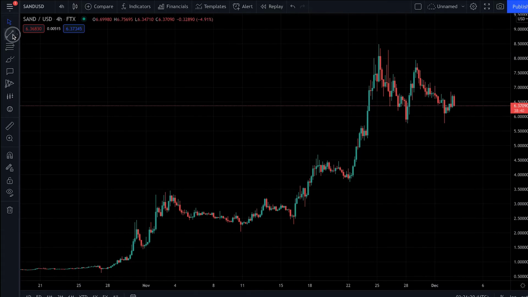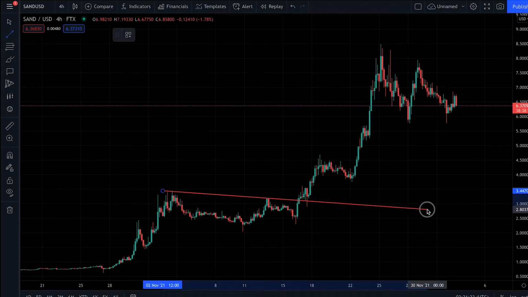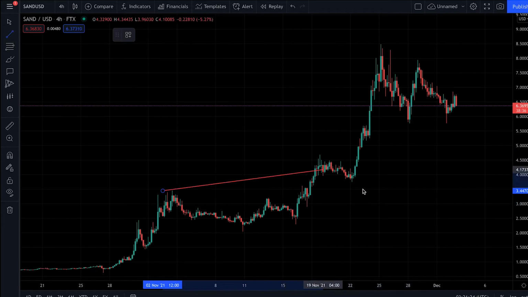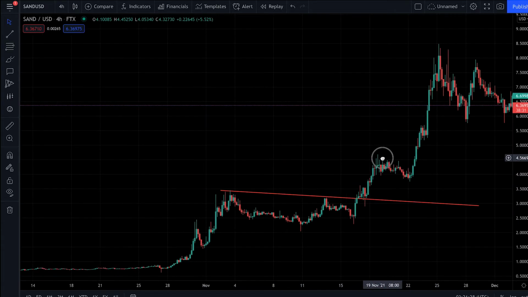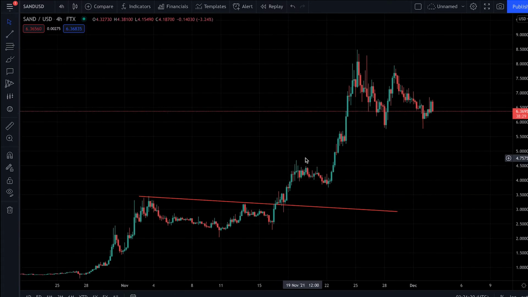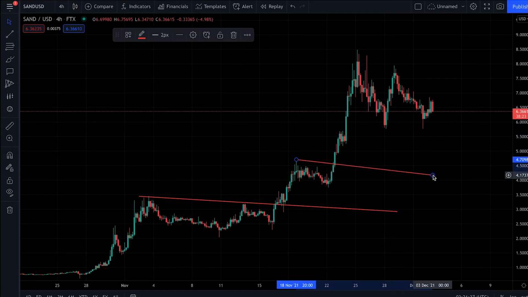You can see here we have our first level, somewhere here. We have our second level somewhere here. Then after that, what do we have?